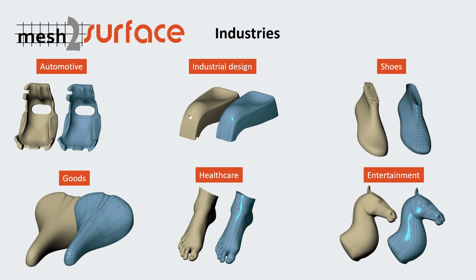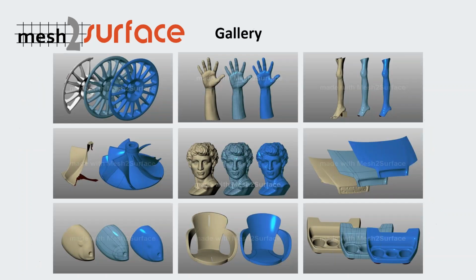Which industries can benefit from this? Automotive, industrial design, the entertainment, healthcare, any goods and shoes industry, all of them, they have forms which can be hardly handled by the traditional methods. Maybe most of you have visited our website and seen our gallery, but this is just a couple of examples of what type of object we can do.